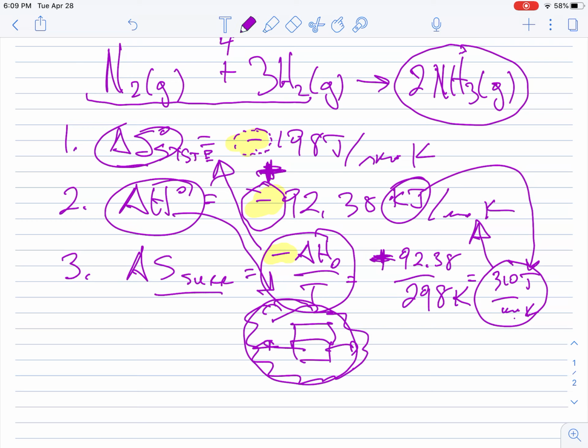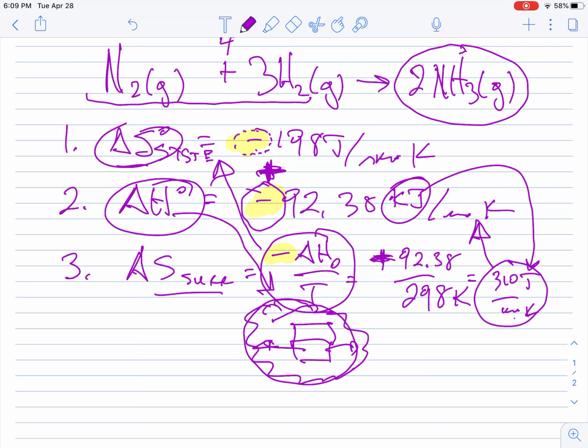Now, let's calculate delta S of the universe. That's delta S of the system plus delta S for the surroundings. Before I do any calculations at all, I know that my delta S has to be a positive value. I know it has to be positive because this reaction takes place, and for spontaneous reactions you have a positive delta S for the universe because you're increasing the entropy of the universe.